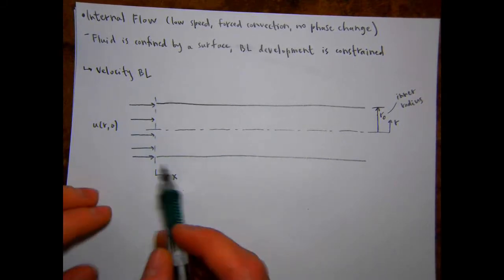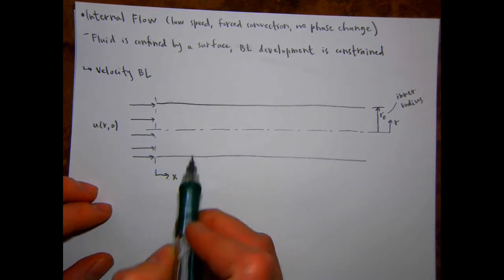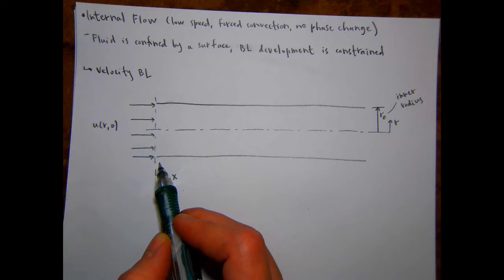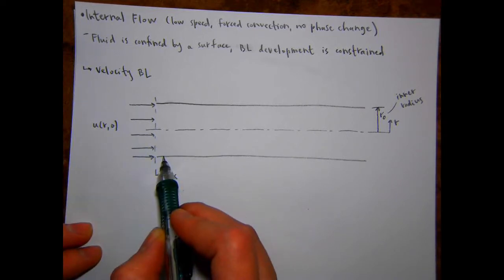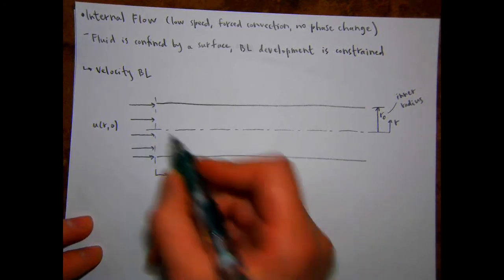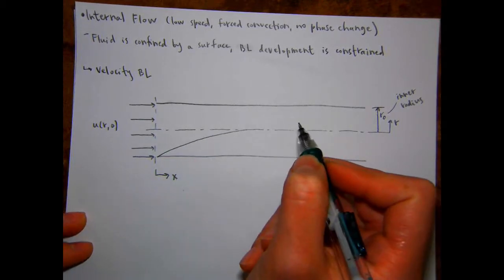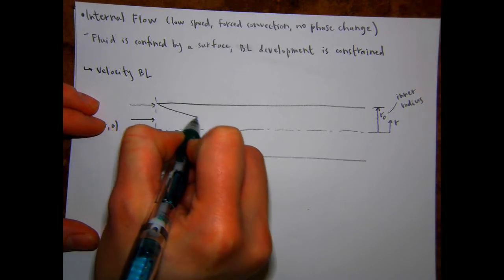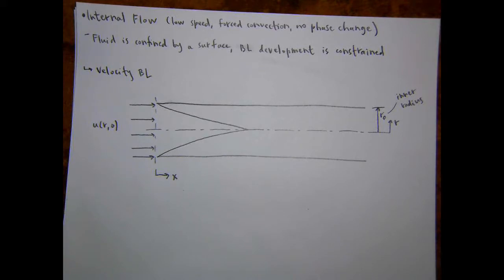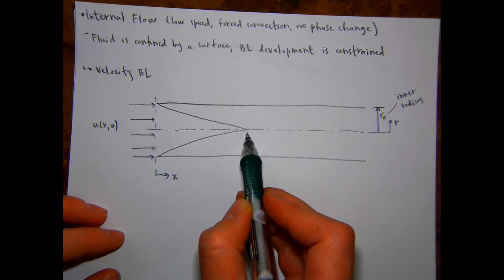So we have some flow entering with a given velocity, and we have surfaces. So just like with external flow, the fluid at the surface is going to have 0 velocity, and you're going to have a boundary layer developing because you have differences between the 0 velocity here and the fluid velocity that's incoming. So you have some boundary layer development. And again, we're showing this in 2D, right? But you can imagine this is happening on the entire inner surface of the cylinder. And then eventually these boundary layers are going to meet in the center.